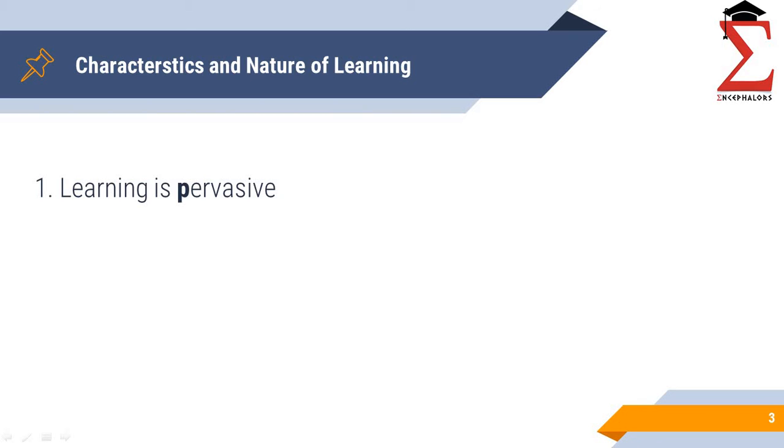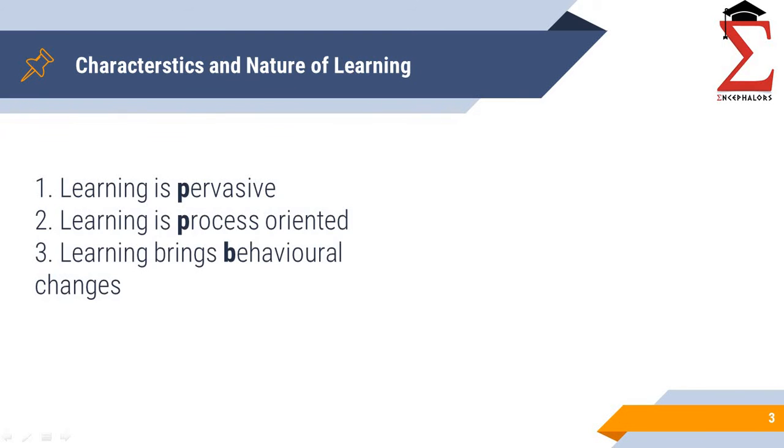So learning is pervasive. Learning is process oriented. Yes, we go through a process when we are learning, which brings us to a behavioral change. So why do we go to school? Why do we learn? Because we need to be better human beings, and that's what learning is all about.